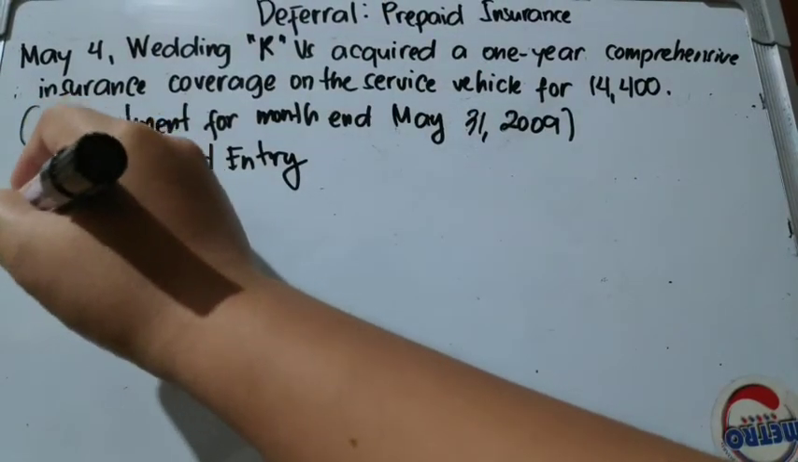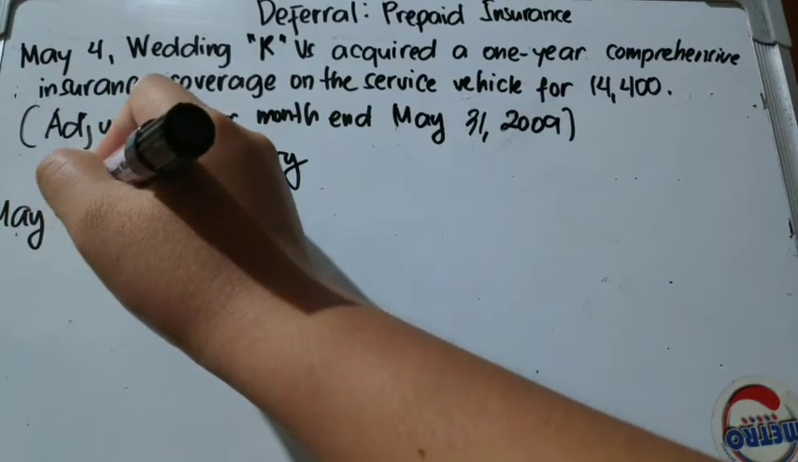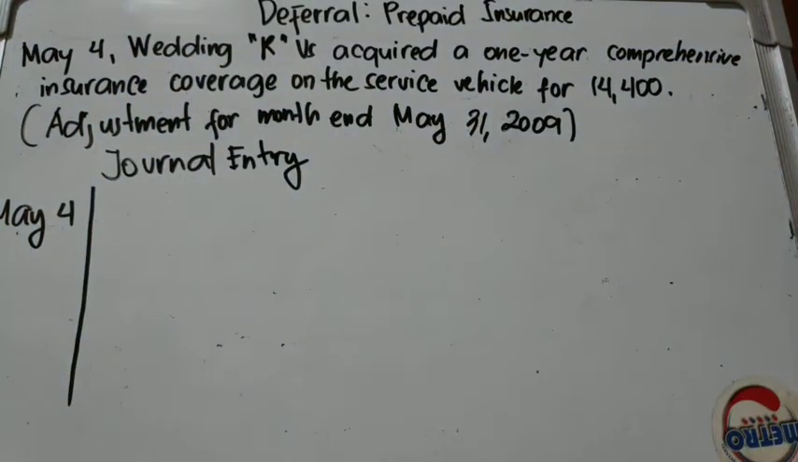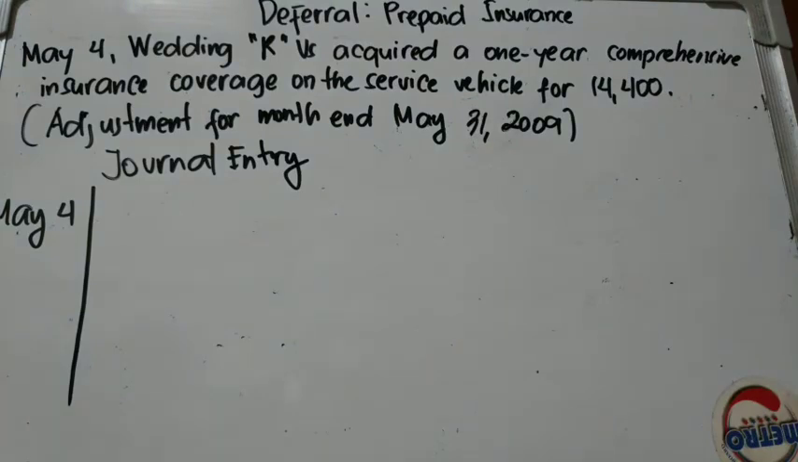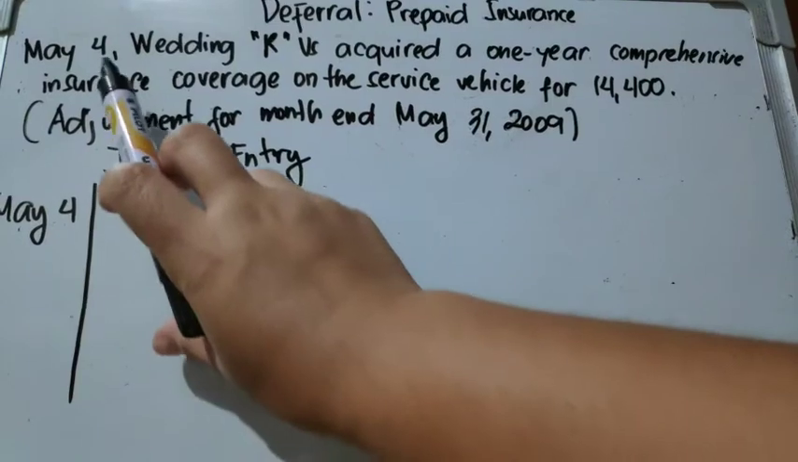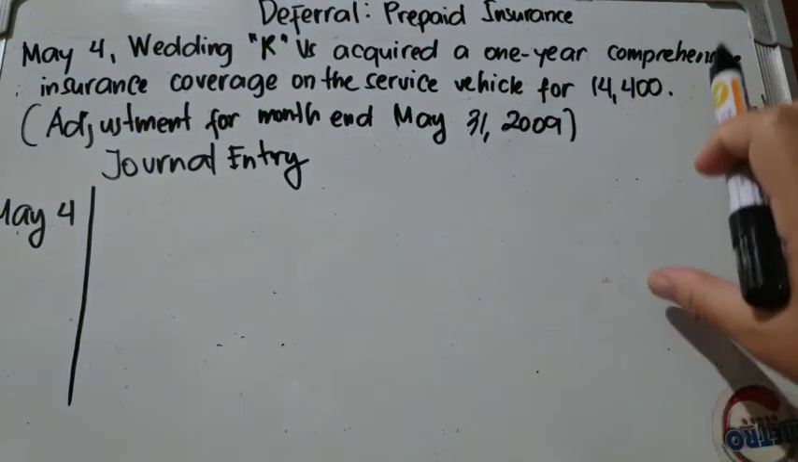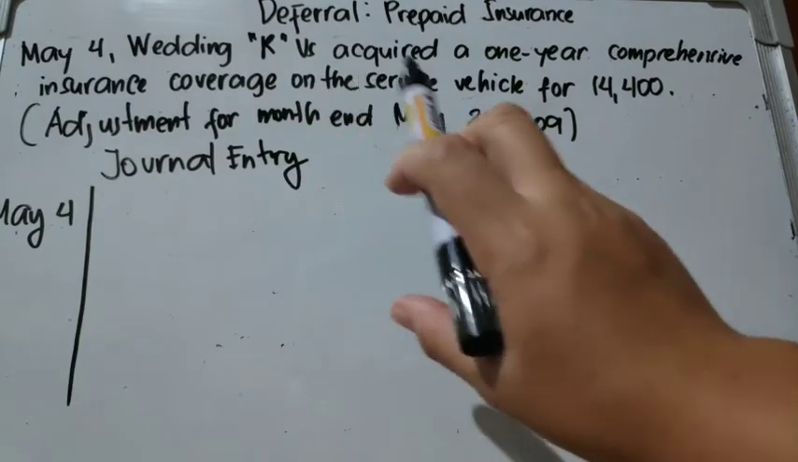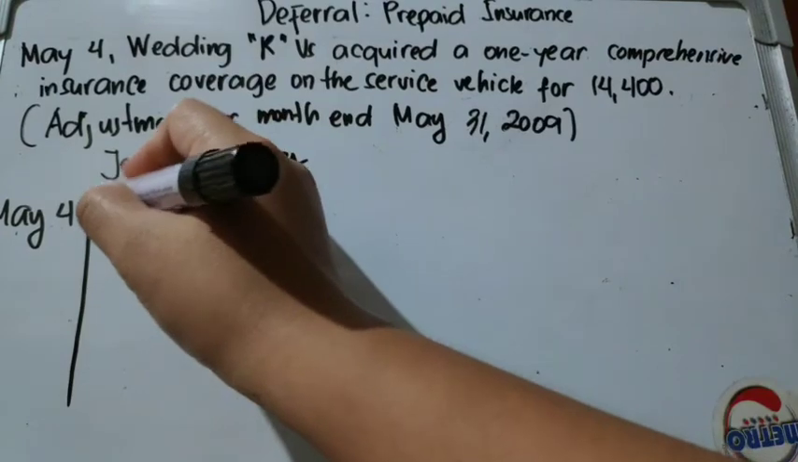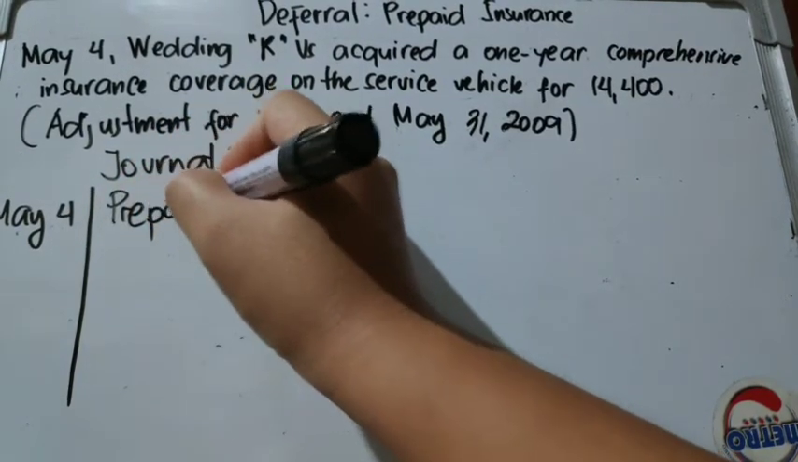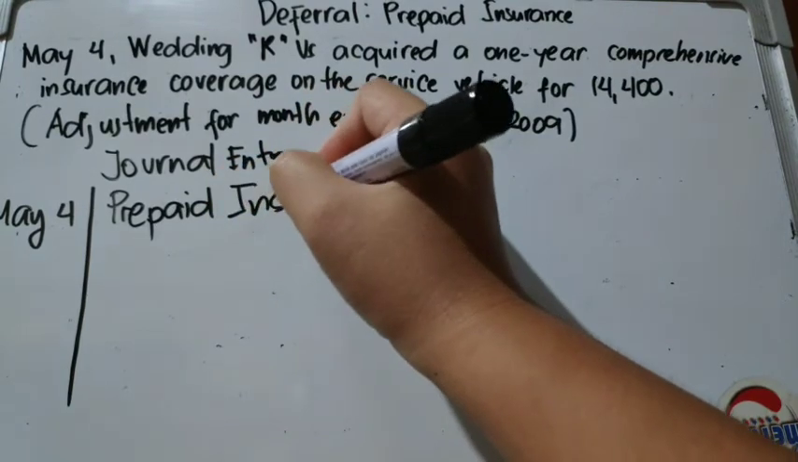So, remember class, the journal entry starts with the payment or the acquiring of an insurance coverage for the vehicle. Then the month end is where we base the adjusting entries. So for May 4, Wedding R Us acquired a 1-year comprehensive insurance coverage on the service vehicle for 14,400. When we say it paid an insurance coverage, you have acquired prepaid insurance, so you put that on your debit side.